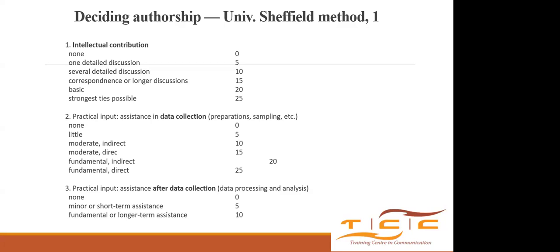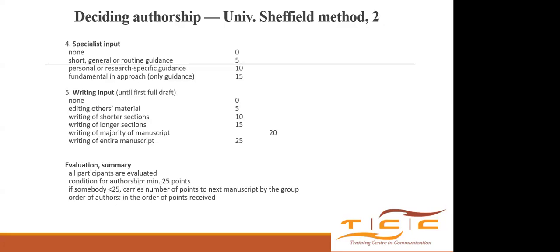So for example, data processing and analysis. Then there's the specialist input, if they had any specialist input they put into your work. Then writing input, how much did they help you in terms of writing? Now, all participants are evaluated. Then the condition for authorship is that somebody has to have a minimum of 25 points.